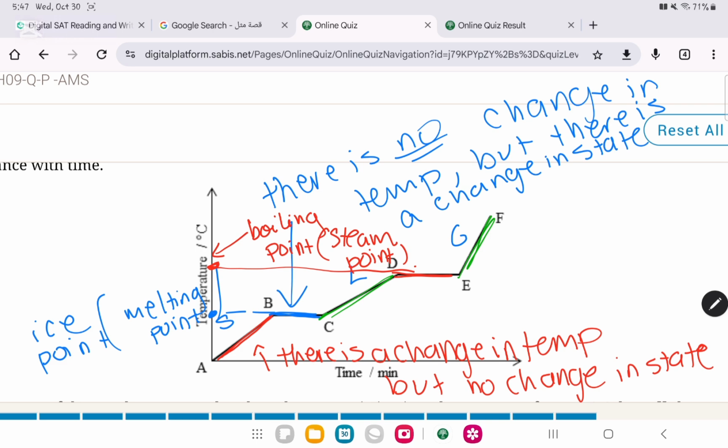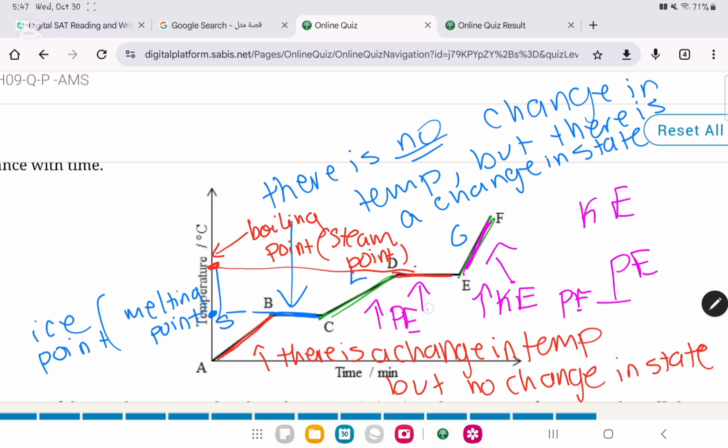Now, another thing I want to discuss with you is the kinetic energy and the potential energy. What you need to know is that if it is sloping, there is an increase in kinetic energy, whereas potential energy stays the same. However, when it is flat, there is an increase in potential energy, whereas the kinetic energy stays the same. So let me explain it in terms of particles.